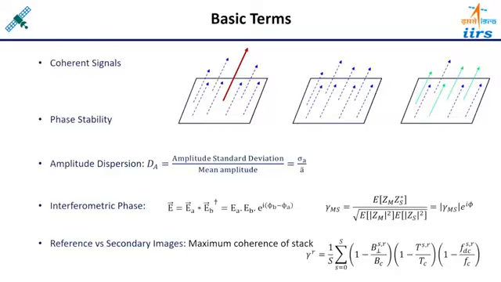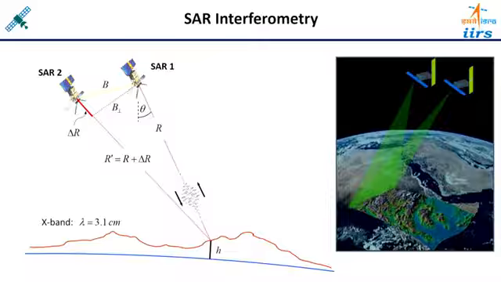So these three factors are important, and for each pair these factors will be given. You just have to calculate the product of all these three factors and then you will calculate the gamma. Wherever you get the maximum gamma, that is called the maximum coherence, and the image corresponding to that you have to consider as the reference image. So this is the SAR interferometry basic principle.